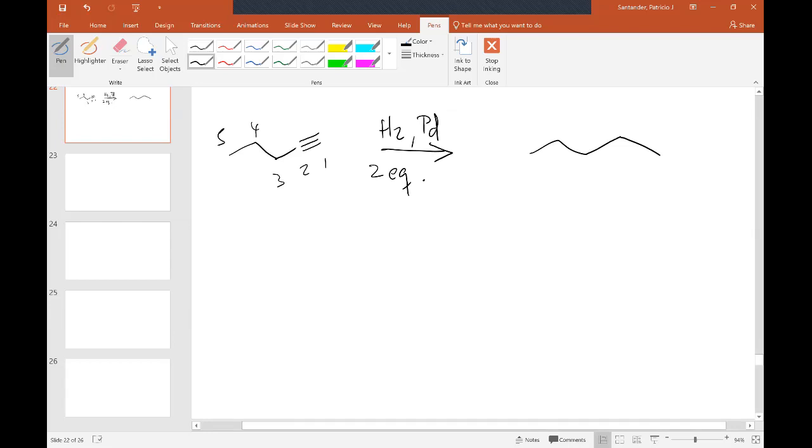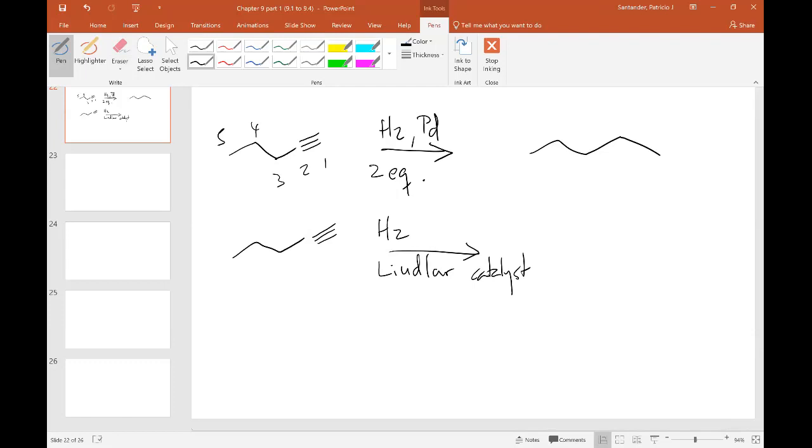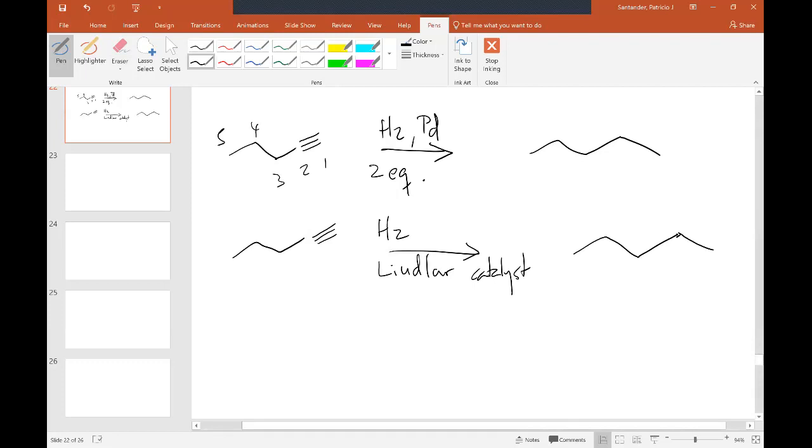Another possibility is that you can use a catalyst that we call a Lindlar catalyst. So you also have hydrogen, but you use Lindlar catalyst, and that diminishes the activity of this catalyst. Sometimes they refer to that as being a poison catalyst. And so the catalyst is less effective, and the result is that you will get an alkene as a final product. 1, 2, 3, 4, 5 carbon atoms, and you will get an alkene.